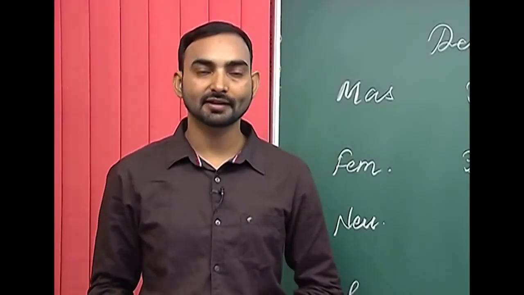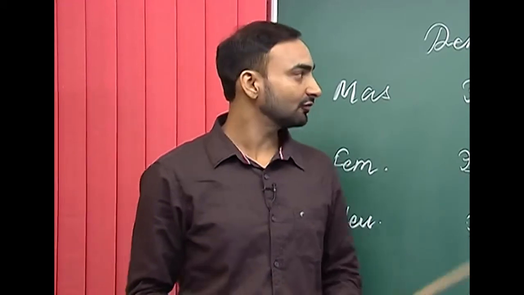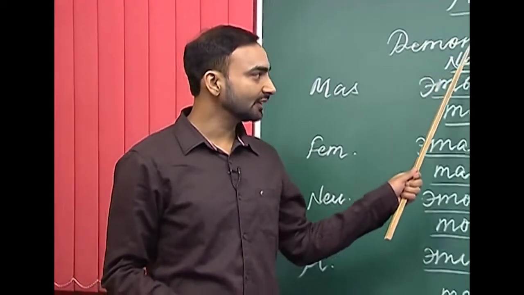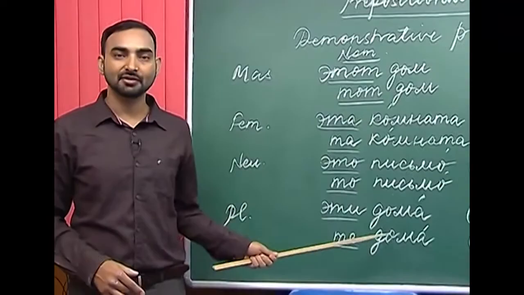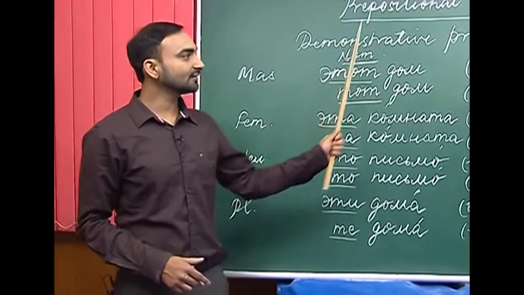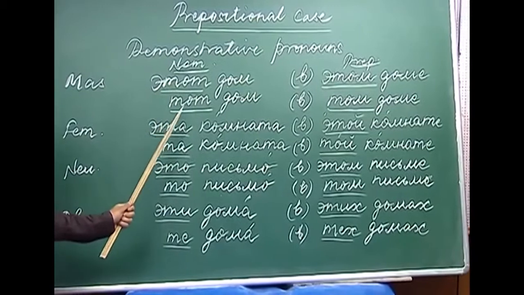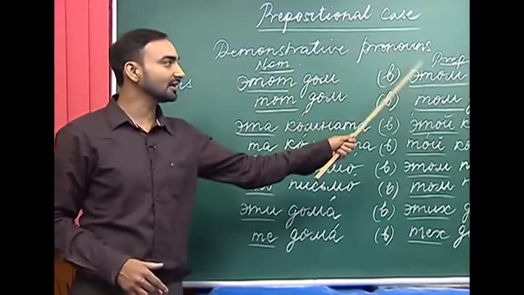We have already discussed what demonstrative pronouns are and how they are used in Russian. Now we will discuss how they are used in the prepositional case. For this I have written the nominative case form of the demonstrative pronouns etot, which means this, and tot, which means that, and then its prepositional counterpart. So, how do etot and tot change in the prepositional case?